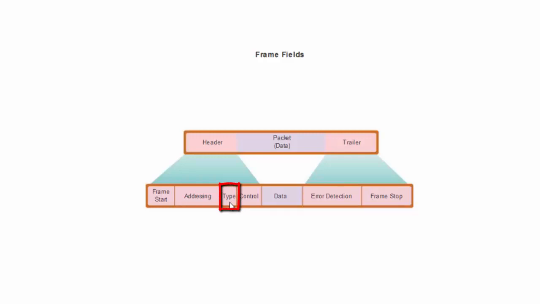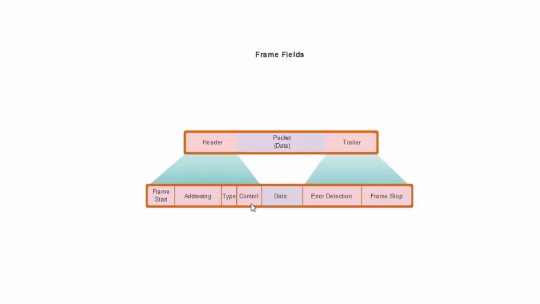This type field is very important because it indicates the protocol in the higher layer. So this type indicates the protocol in the network layer. For example, if we use IP version 4 in the network layer, this type field will include an identifier that shows this frame includes data which is formatted using IP version 4. If it's IP version 6, this type will have a different identifier to show that this data is formatted using IP version 6.